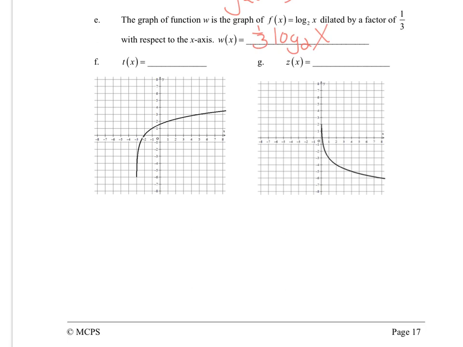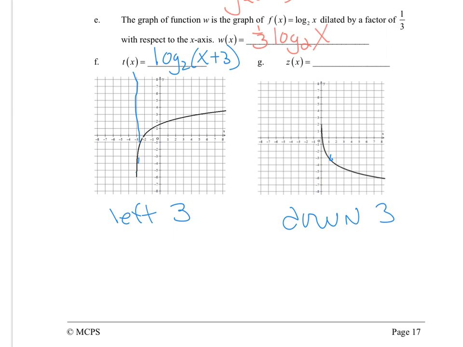All right, let's see here for f. The asymptote was moved over here, so that's left 3. And then for g, our asymptote stays the same, but our nice first point got moved down here to down 3, and it's been reflected over the x-axis. So that's negative log, and then down 3.